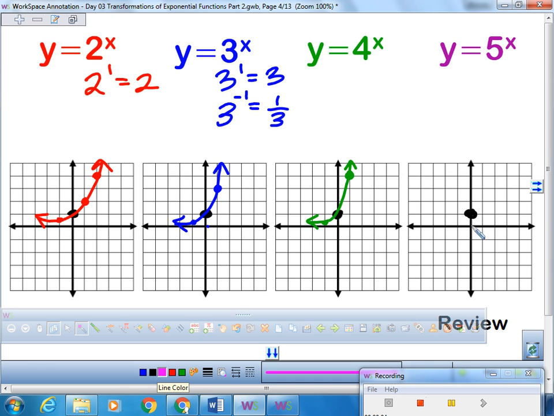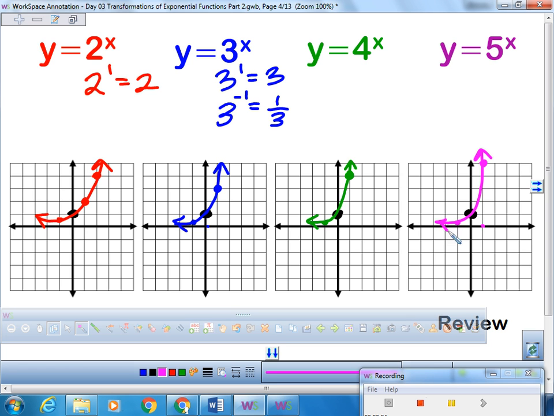Okay. So when I go over 1, I'm going to go up 5. 1, 2, 3, 4, 5. When I go to the left one, I'm going to go up a 5th. If I were to go over 2, I go up 25. 5 squared is 25. If I go over 2 on this one, I'm going to go up 16.